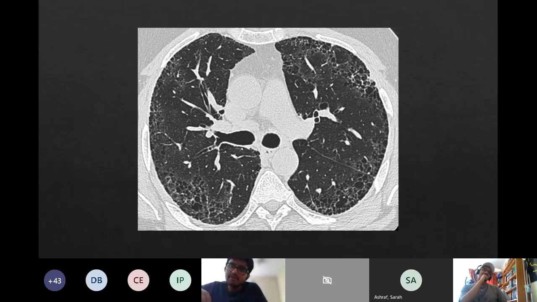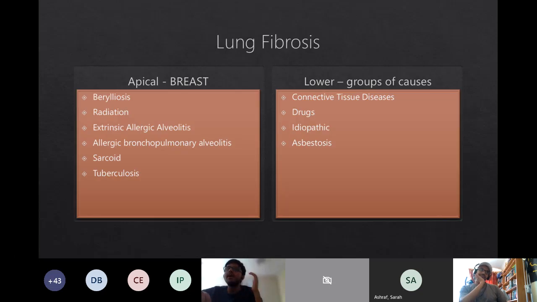This is honeycombing of the lung, yes. What is that suggestive of? Yeah, so this is fibrotic changes in the lung. And when we talk about fibrosis, we split the causes up into apical and lower lung fibrosis. So I've given you the acronym there. What are the causes of apical lung fibrosis?